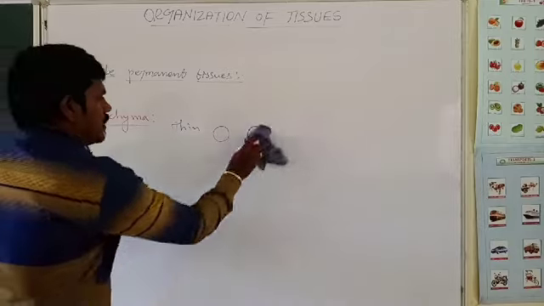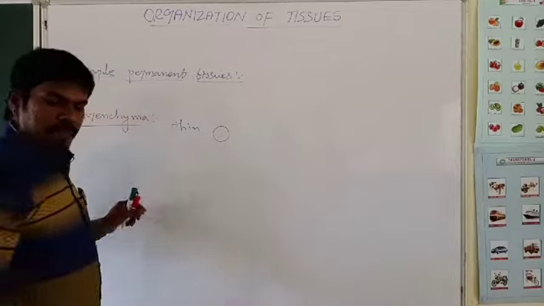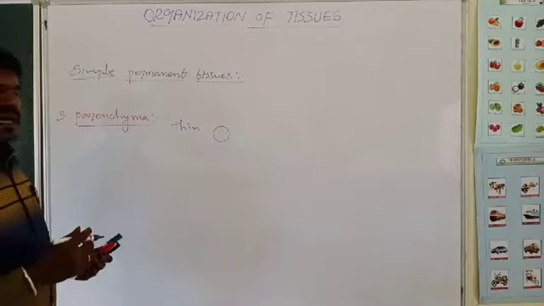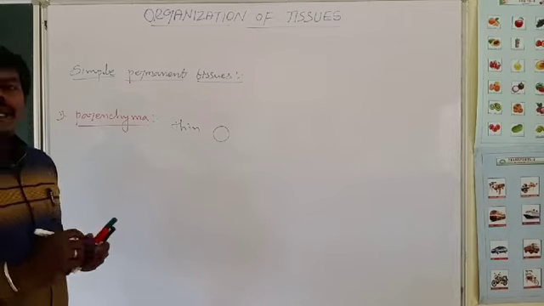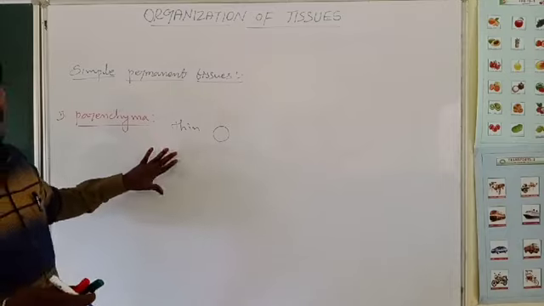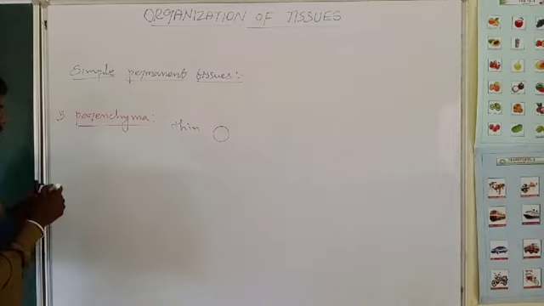See, thin layer, and this cell wall is made up of cellulose. Parenchyma is considered a living tissue, a plant living tissue. These parenchyma cells are plant living tissue.